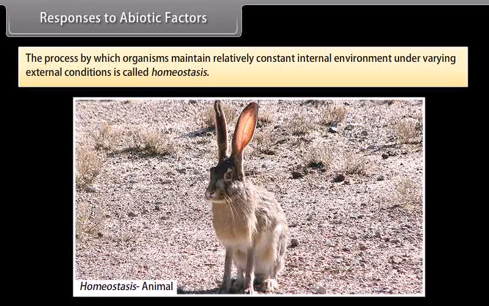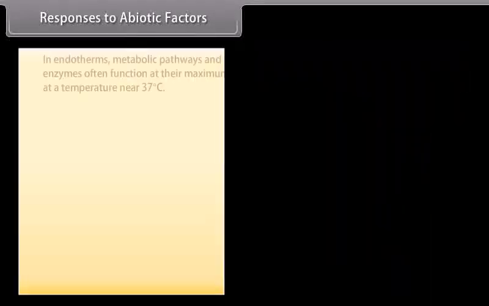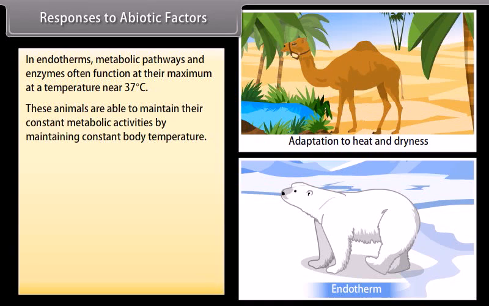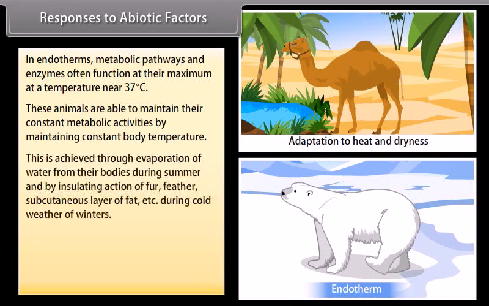Responses to abiotic factors. The process by which organisms maintain a relatively constant internal environment under varying external conditions is called homeostasis. In endotherms, metabolic pathways and enzymes often function at their maximum at a temperature near 37 degrees Celsius. These animals are able to maintain their constant metabolic activities by maintaining constant body temperature. This is achieved through evaporation of water from their bodies during summer and by insulating action of fur, feather, subcutaneous layer of fat, etc. during cold weather of winters.